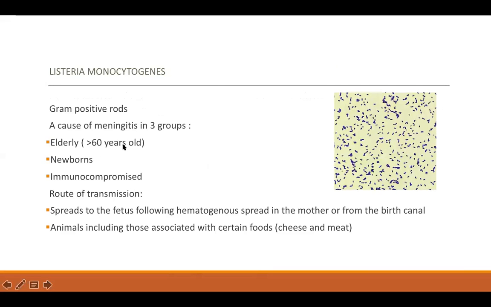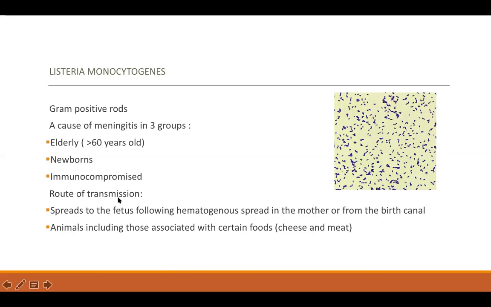Last but not least, you have Listeria Monocytogenes. Listeria Monocytogenes are gram-positive rods, and honestly, they're not that important. I mean, it's not very important to know them. Just know that it's a cause of meningitis in 3 groups: either elderly, over 60 years old, or newborns, or anyone immunocompromised. So it causes meningitis in the extremities of age or someone who's immunocompromised.